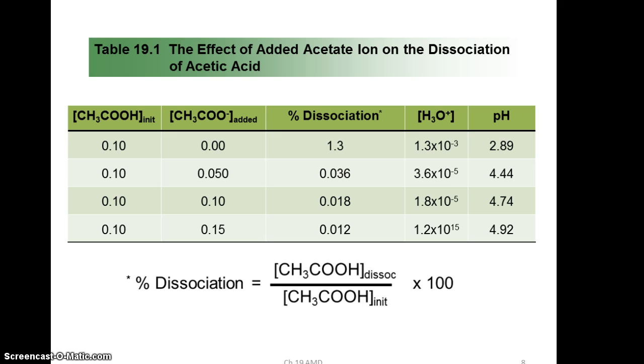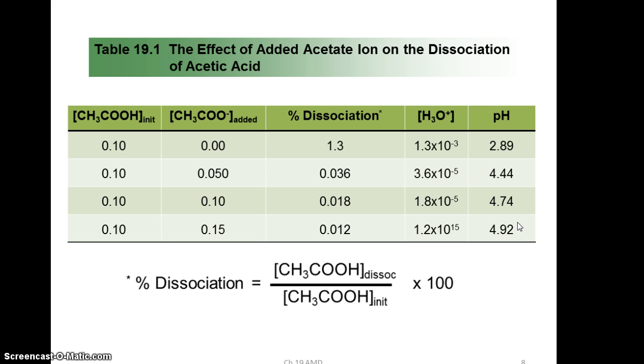Here's a chart showing if we just have the weak acid, and then when we have the weak acid with a conjugate base. These three would be considered buffer solutions. You can see the percent dissociation here and the pH. Without any acetate ion, we have a pretty low pH, but when we add even just a little bit of acetate ion, we maintain a pretty steady pH here.